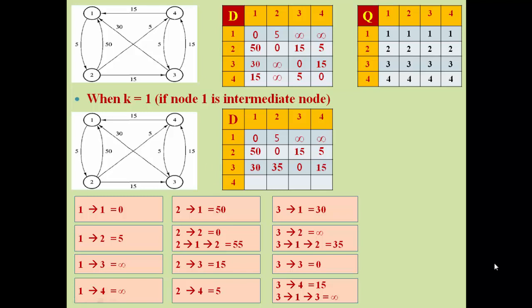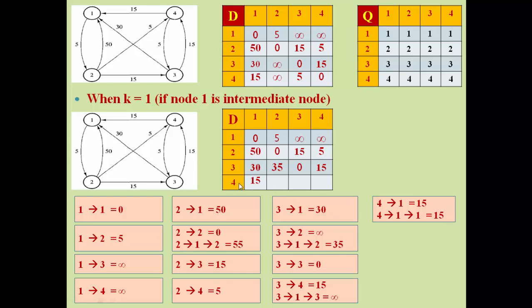Now let us fill our last row. In that, 4 is our source node, and 1 we will consider as an intermediate node. If you want to reach from 4 to 1, then 4 to 1 has a direct path, and the answer is 15. And when we use 1 as an intermediate node, again we can get 15. So the answer is 15, and we have to store 15 in our matrix.